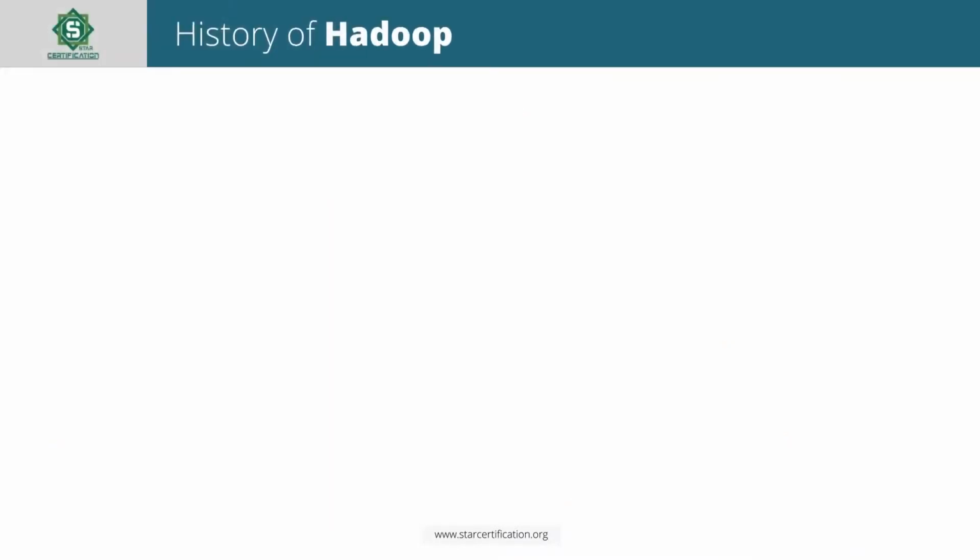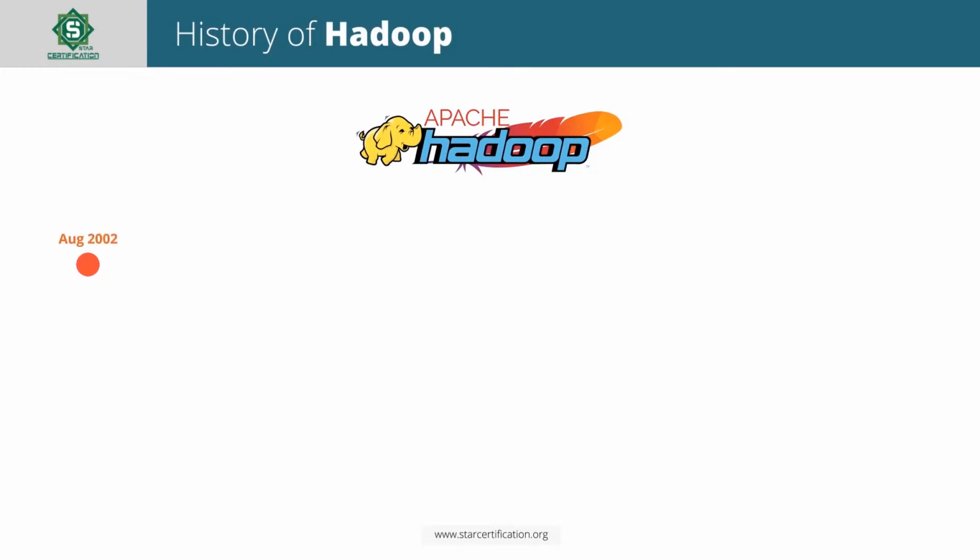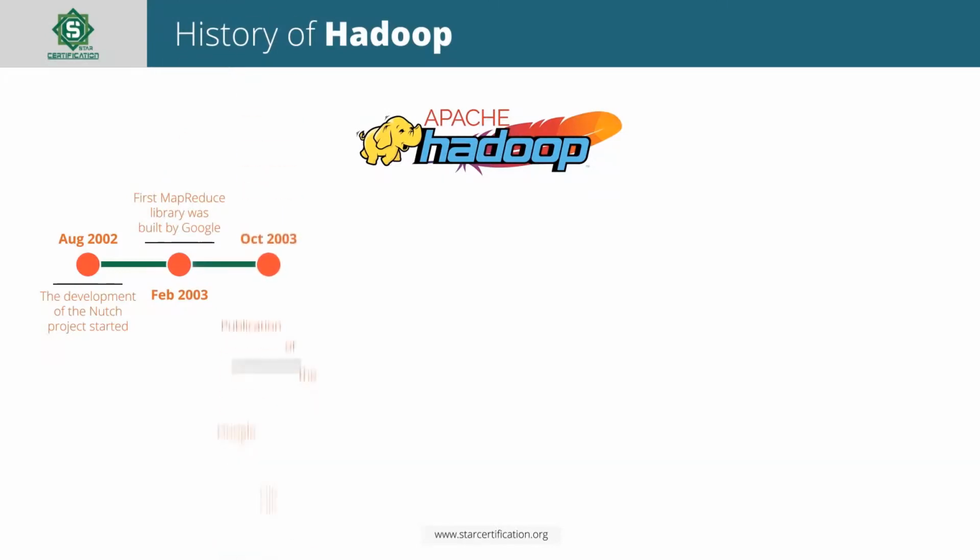History of Hadoop. Hadoop was created by Doug Cutting and Mike Cafarella. It was named after Doug Cutting's son's toy elephant. August 2002, the development of the Nutch project started. February 2003, first MapReduce library was built by Google. October 2003, publication of the Google File System paper. December 2004, publication of the Google MapReduce paper.